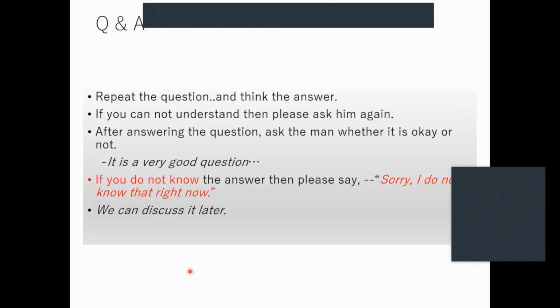And finally, there will be one question and answer session. So repeat that question and think about the answer. If you cannot understand, then please ask him again. And after answering the question, ask the person whether it is okay or not. Sometimes you can say, it is a very good question, just to praise the person who is asking you. So by this time you can think what the answer should be.